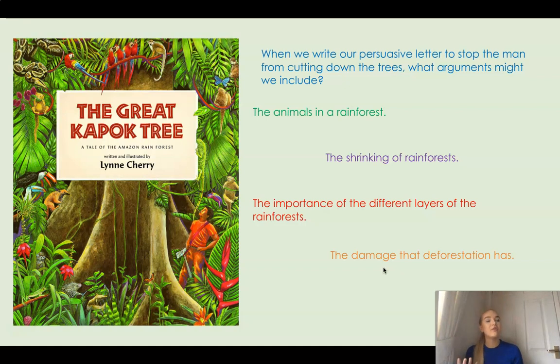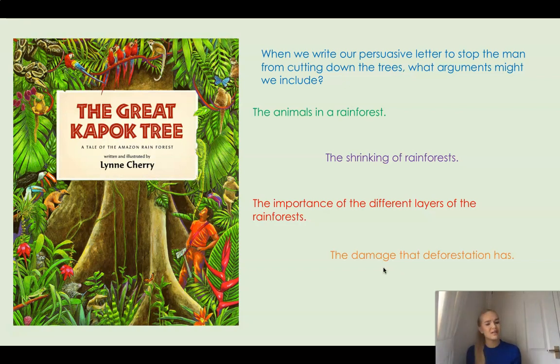You might think about the fact that lots of us and lots of animals get their food from the rainforest, such as nuts and bananas and berries and things. So if the trees are cut down, the animals can't get their food, we can't get some of our food supply, so that's a really big argument.